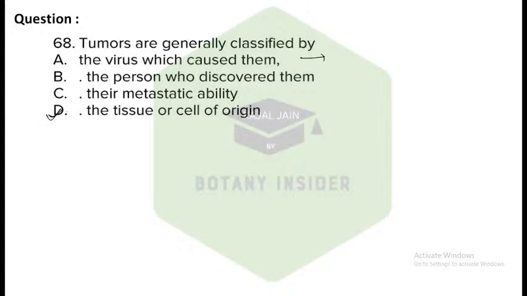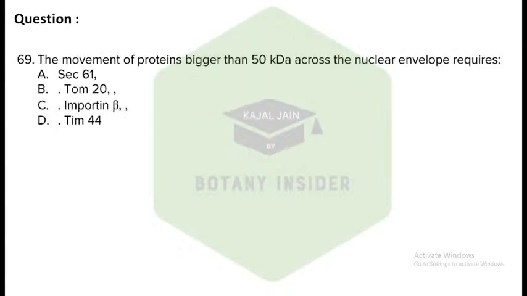The virus which caused them, no. The person who discovered them, no. Metastatic ability, no. This is one of the characteristic features of tumor cells, but tumor cells are not named or classified depending upon their metastatic ability. So the answer for this is option D. You can see it's a very simple question, right? You could have easily marked the answer.